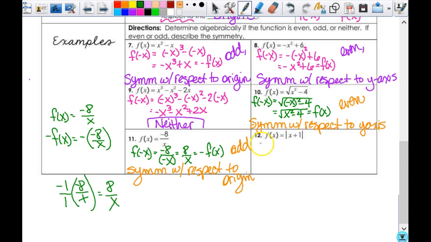So then f of negative x here is equal to the absolute value of negative x plus 1. Whether I put this in parentheses or not, is it going to matter? In this case, no. So I can, and then I can simplify to this. Can I simplify this anymore? No. So it's obviously not f of x, right? Is it negative f of x? Not that either. So this one is neither. All right.